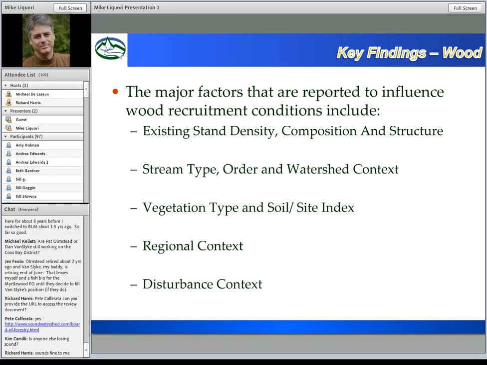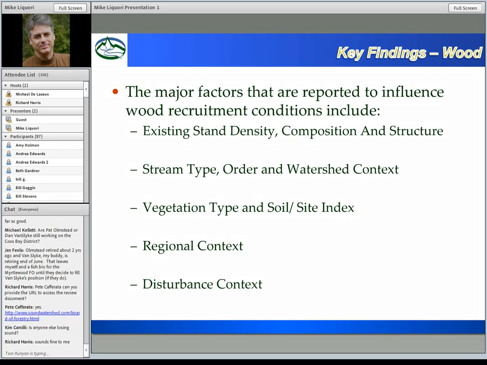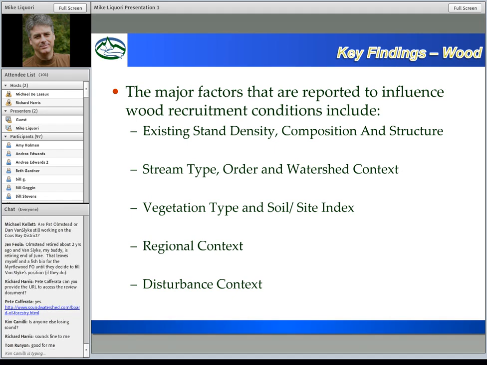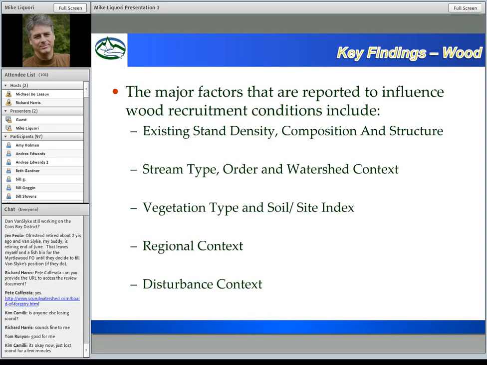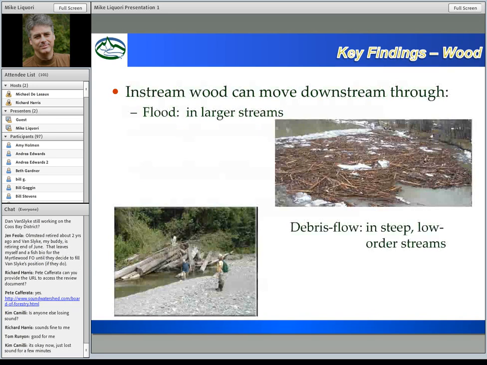Other factors to consider are stream type, order, and watershed context, vegetation type and soil type index, what your site potential tree height is, whether you're looking at conifer, hardwood, or mixed stands. There are different variations regionally, depending on climate and some other factors, geology. And then disturbance is a very key factor. Understanding your disturbance regime will affect your wood recruitment potential.